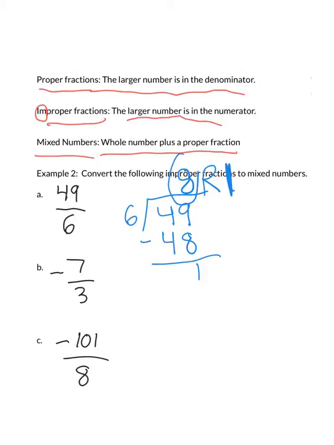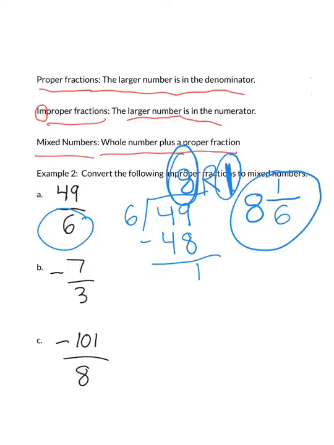That whole number answer you get will be the whole number that'll go in front of your final answer. So 8 is the whole number. The remainder, put it over the same exact denominator that you started with. So my remainder was 1, and the original denominator was 6. So bring over the 6. There's my final answer. So 49 over 6 is the same as 8 and 1/6 as a mixed number.